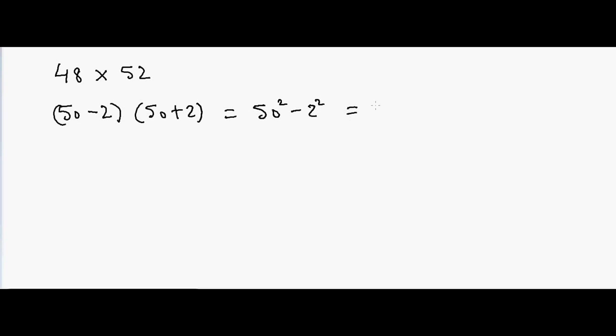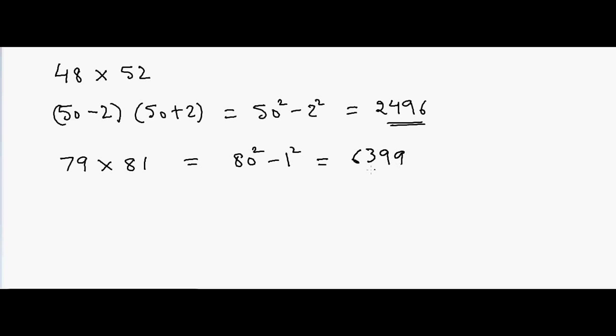So the answer will be equal to 2496, right? Same way, suppose I have to do 79 into 81, so the answer will be equal to 80 square minus 1 square. So this will be equal to 6399.